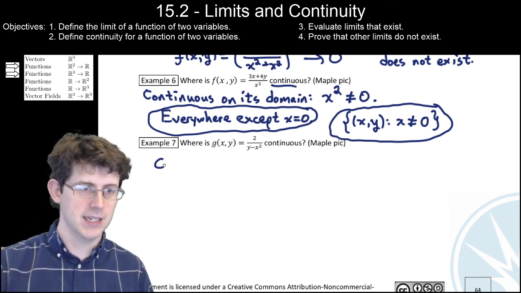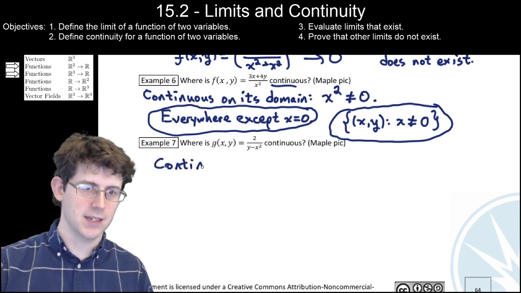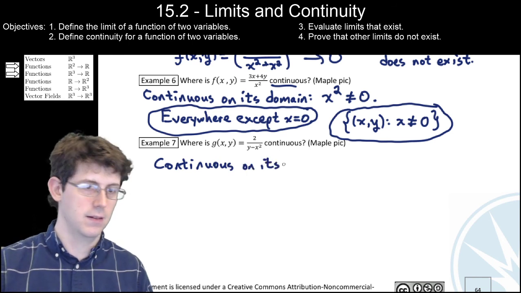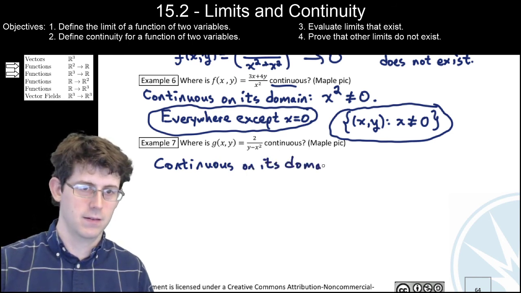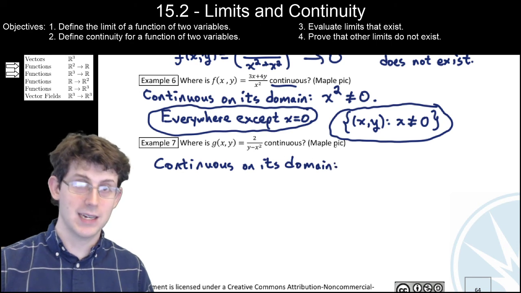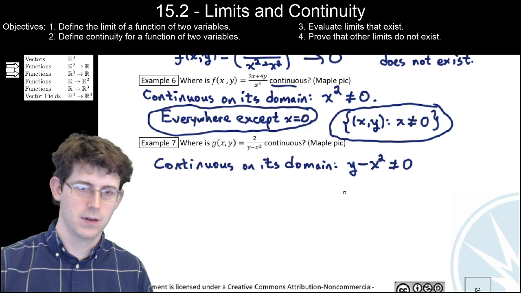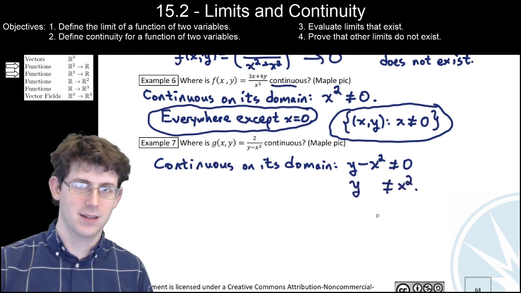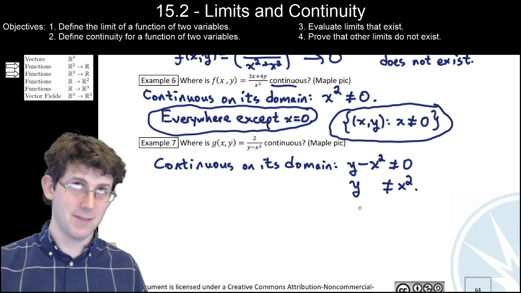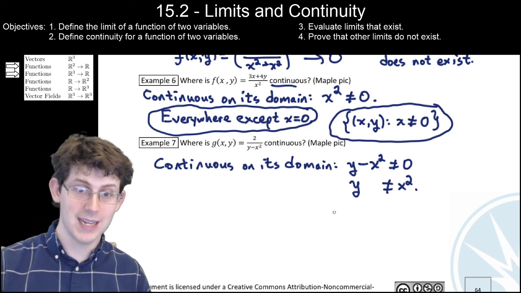This one, same deal. It's a rational function, so it's continuous on its domain. Its domain is all the places where the denominator is not 0. So we need y to not equal x squared. So that means the domain is everywhere except the parabola y equals x squared.